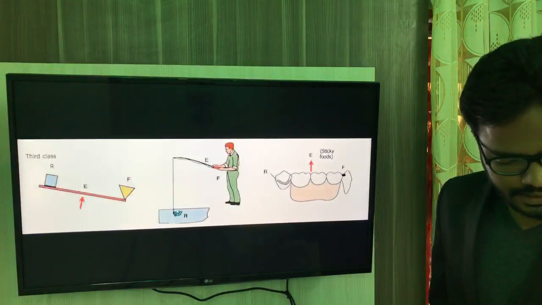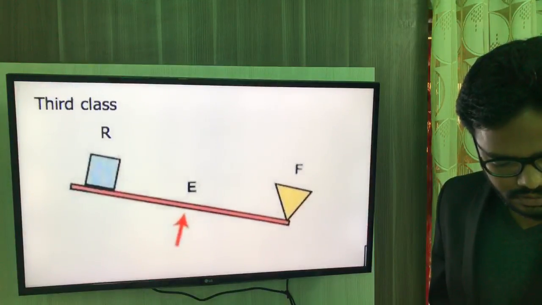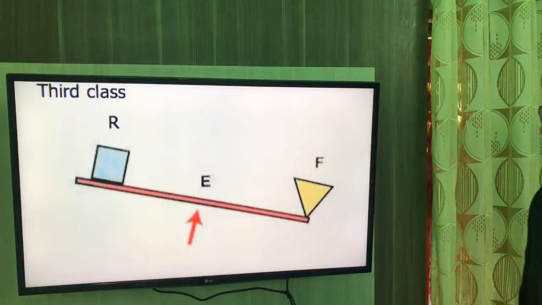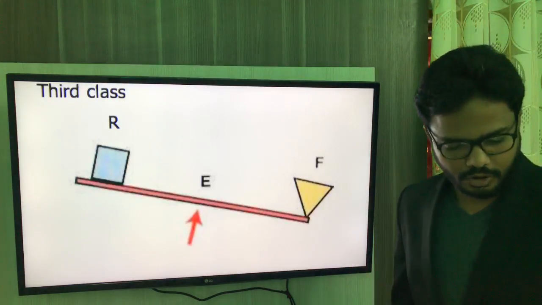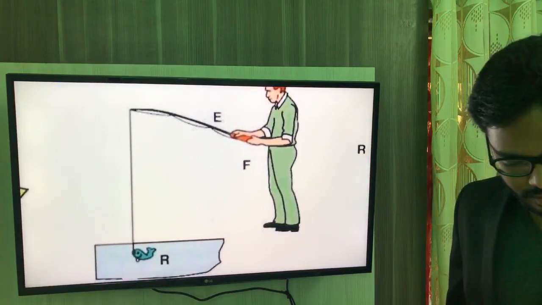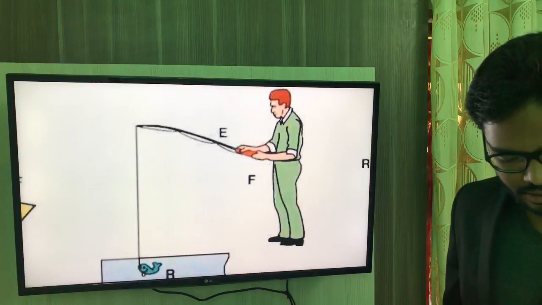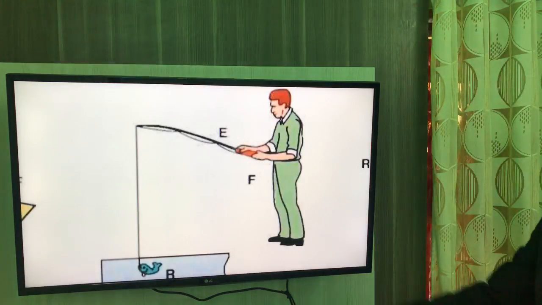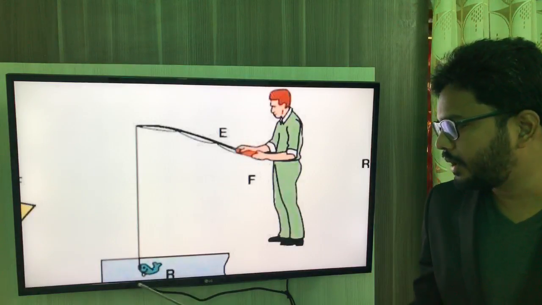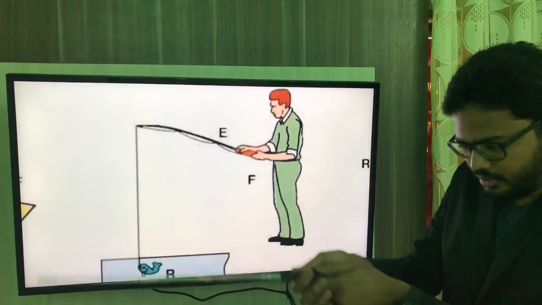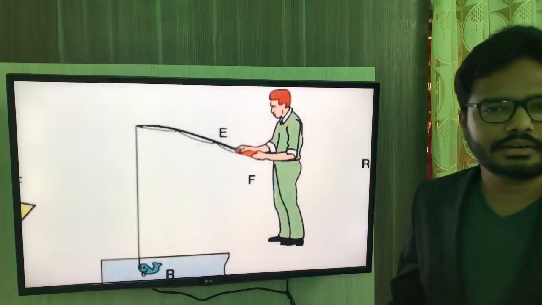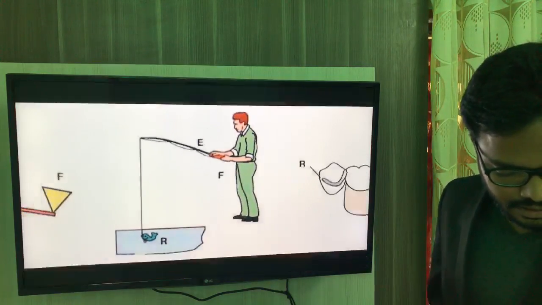And finally you have this class 3. In class 3, effort or force is in the center, with resistance and fulcrum on the opposite sides. You can remember that by this simple illustration, fishing. You can see a person trying to pull out a fish. Obviously it resists, right? So the load is being applied here. And the fulcrum is almost near your hands, right? Fulcrum. And your effort is somewhere here, isn't it? So this represents your class 3 lever and fulcrum.